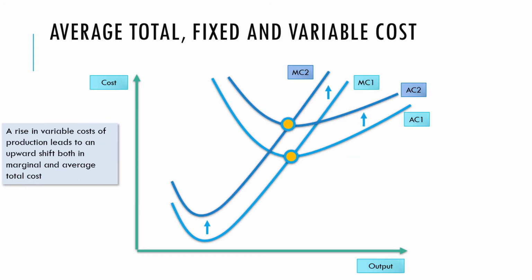However, if we do have a rise in variable costs, then this will affect both the average cost curve and the marginal cost curve. So here we can see we had a change in costs, the average cost curve has shifted up, and if that has happened as a result of a change in variable costs, it will also shift up the marginal cost curve. So let's take this one down. A rise in variable costs of production leads to an upward shift in both marginal and average total cost.